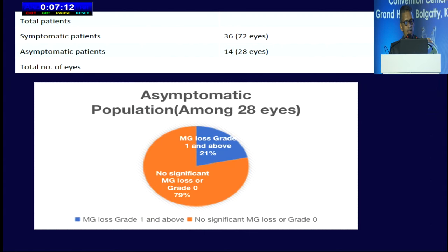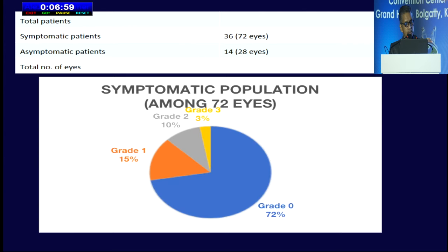And we did a small study on quite a few asymptomatic patients and a lot of symptomatic patients with dry eye, and found that among asymptomatic people, a very small percentage has some MGD, meibomian gland loss. Even in the symptomatic population, the number of people with significant meibomian gland loss is not even 10%. Even if you take the highest degree, it will be 10 plus 3, 4, 13%. So there is a lot of hype around this thing.